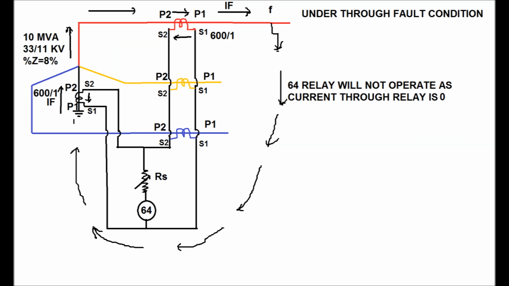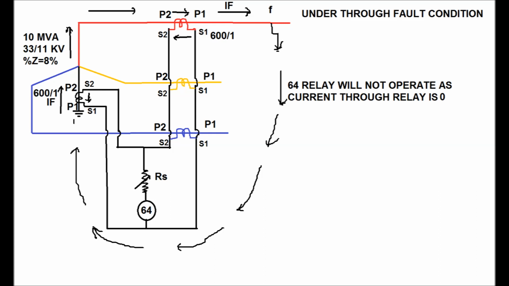Now under through fault condition, if a through fault occurs in red phase to earth, then the current flow direction is shown in this diagram. It is a 10 MVA 33 by 11 kV transformer where the CT ratio is 600/1 for the phase CT and also the NCT. Now the through fault current is IF.